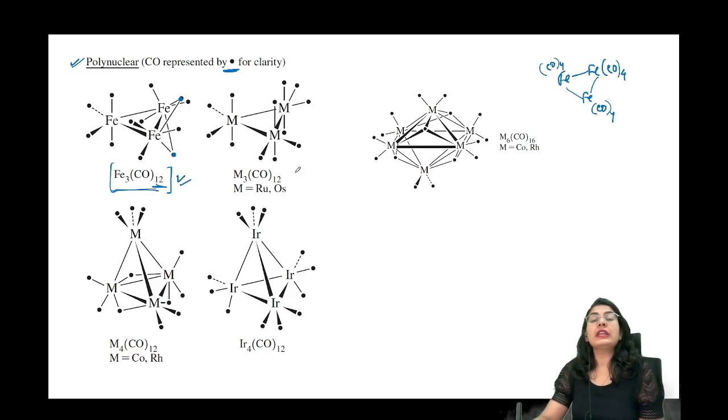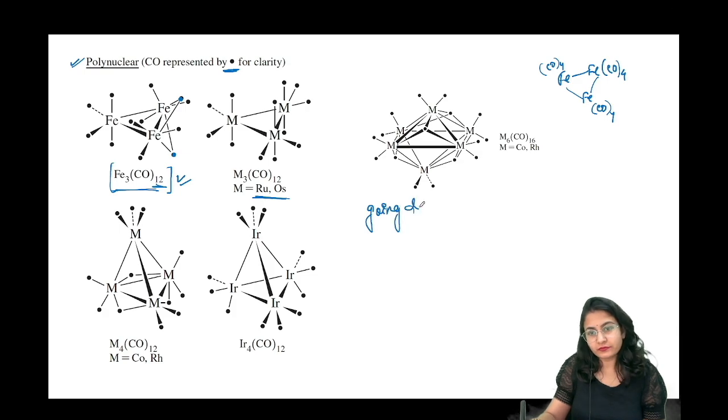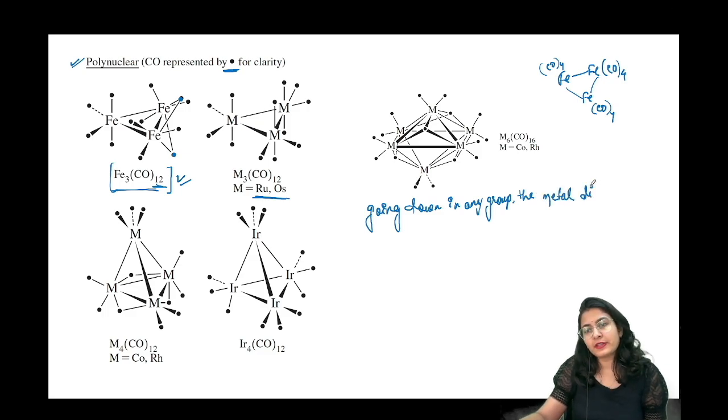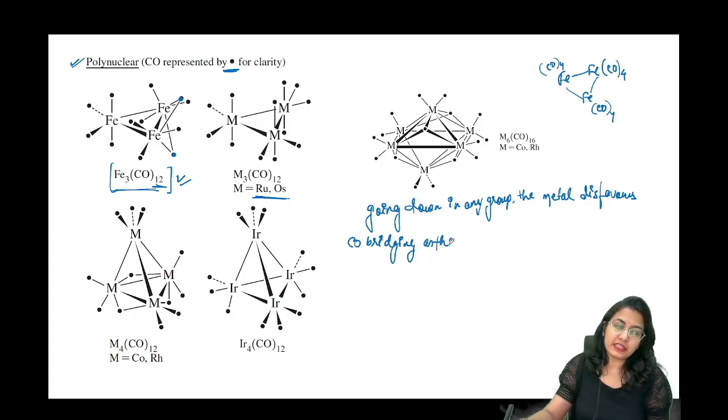Now we move onwards to the other congeners of the same group. See, as I told you, iron is the smallest and it has a higher tendency of doing the bridging. As we go down the group, or in any group, going down in any group, the metal disfavors carbonyl bridging as the metal size increases.